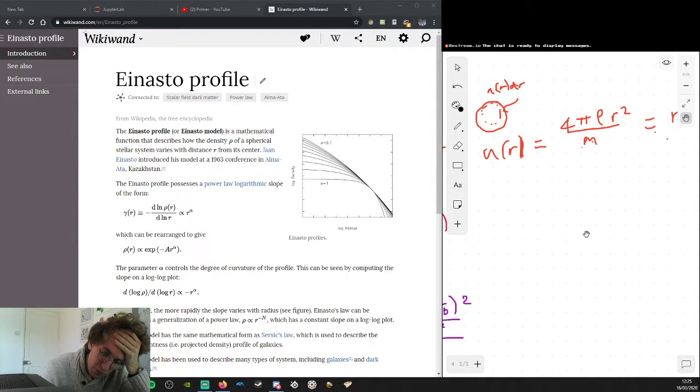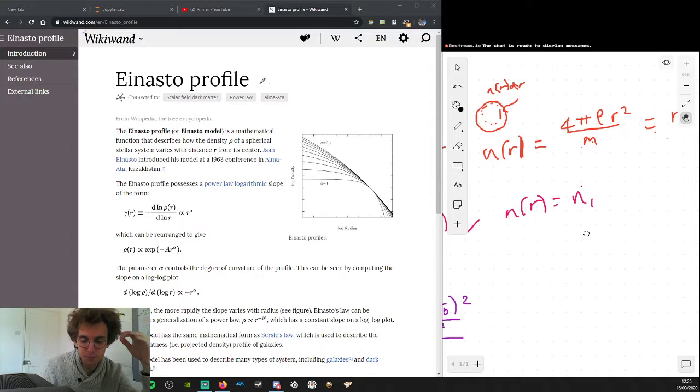And we can do the same for the Einasto. Let's go with this guy. Same 4 pi rho r squared, it's just a different rho. So it's got a different n naught. Let's call it m1 just to keep any confusion out of the way. And it's just e to the minus r, big R to the alpha over r squared.